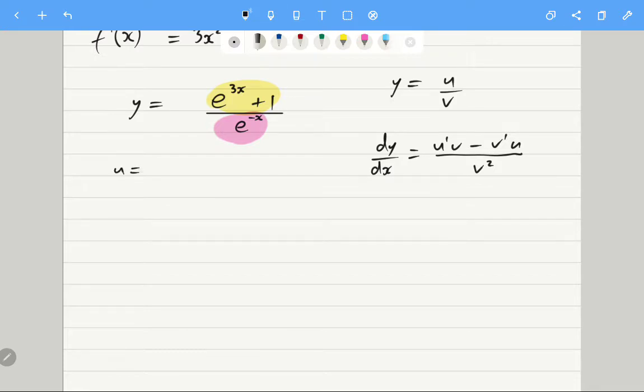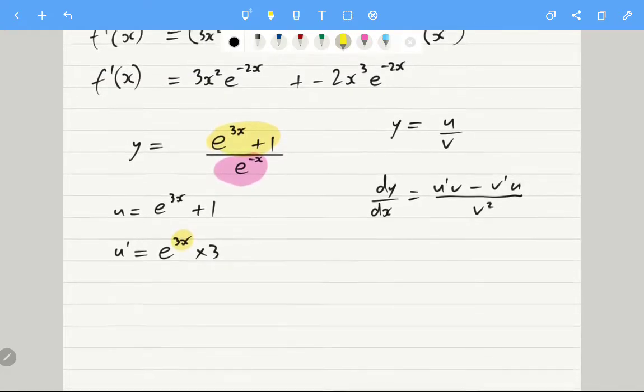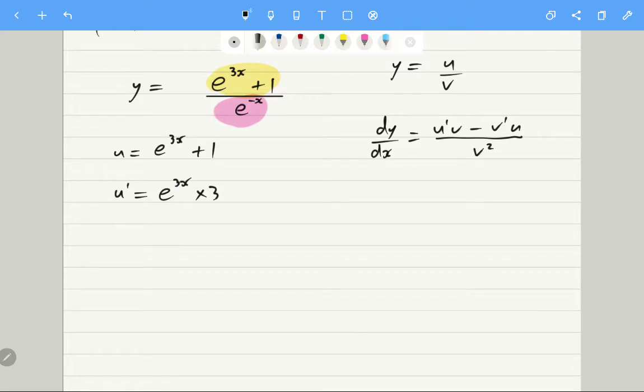So u is equal to e to the 3x plus 1, and u dash is equal to e to the 3x times 3, right? Because remember, chain rule, always got to do chain rule. What's the derivative of 1? The derivative of 1 is 0. Even if it's next to an exponential, the derivative of constants is still going to be 0. So in this case, the derivative just becomes 3e to the 3x. Okay? The derivative of 1 is 0.